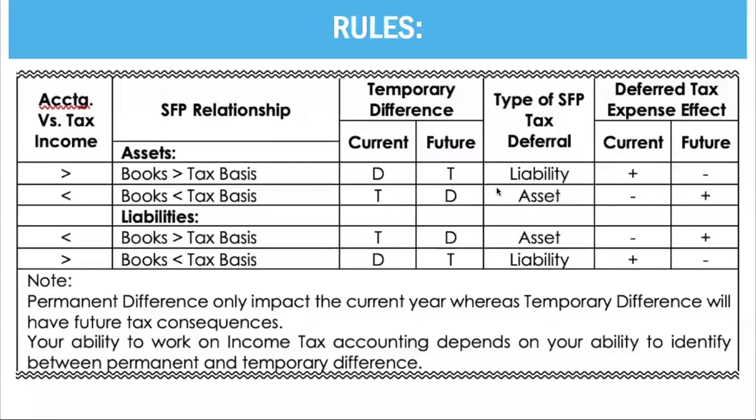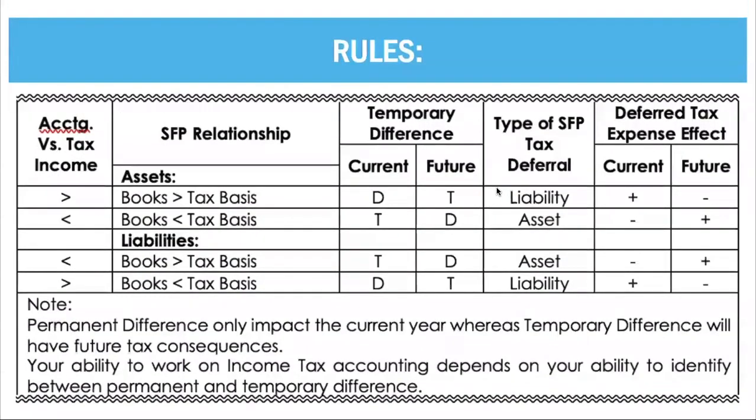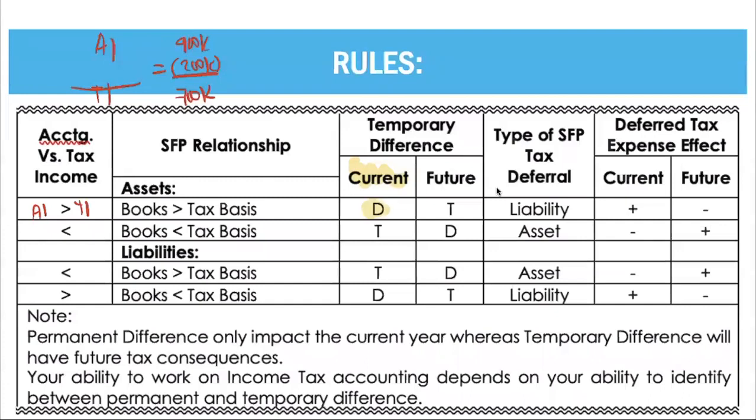Now, what are the rules for these temporary differences? The first rule that we will discuss is if accounting income is greater than taxable income. So you need to equalize them. Let's say accounting income is 900,000 and taxable income is 700,000. To equalize them, what we do is deduct 200,000. Since you deduct this to get 700,000, which is the taxable income, this deduction results in a future taxable amount.